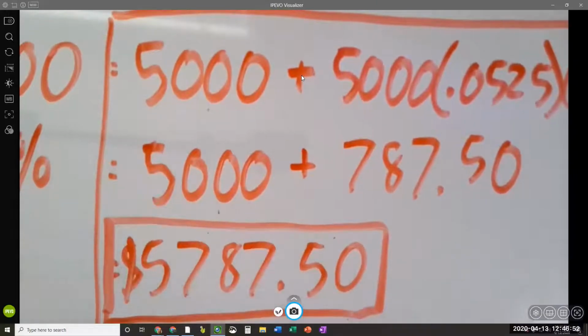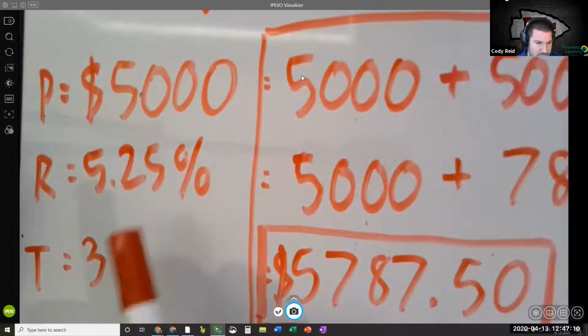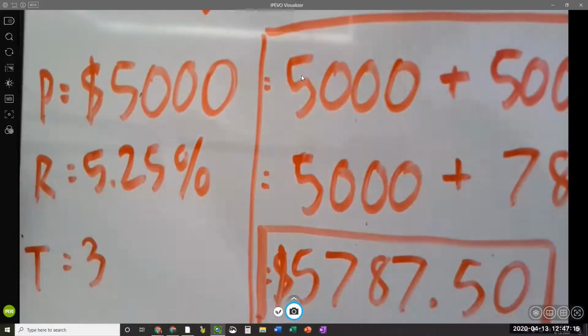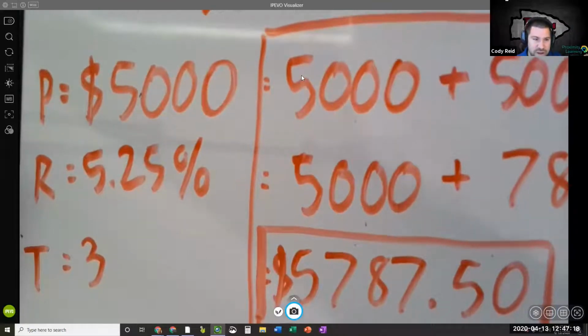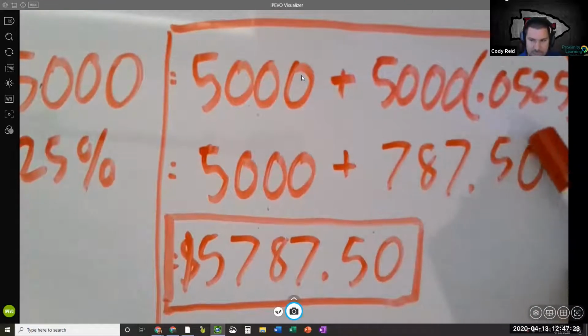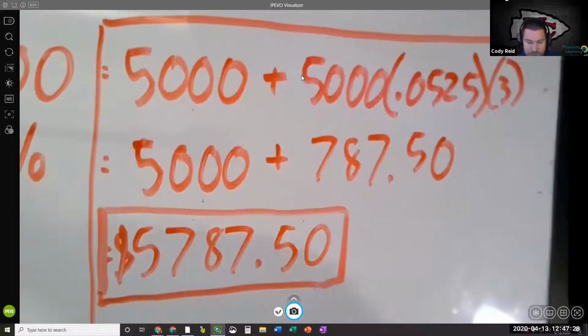I have a question. When I went on my calculator and I put 5,000 times 0.0525 times 3, I got 7,875. And you put a decimal because. So we put a decimal. You guys remember percent means over 100. And even if you put it in a calculator as a percent, it's always going to treat it as a decimal when it does the math calculations.